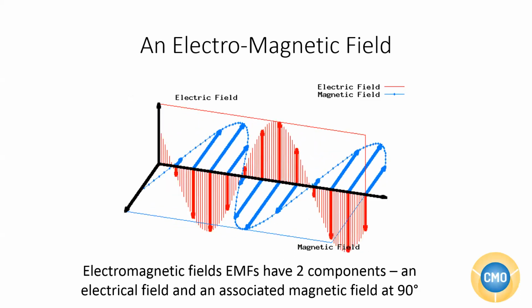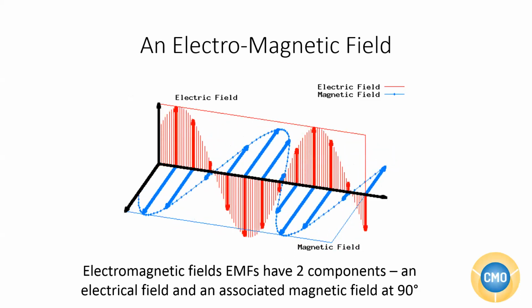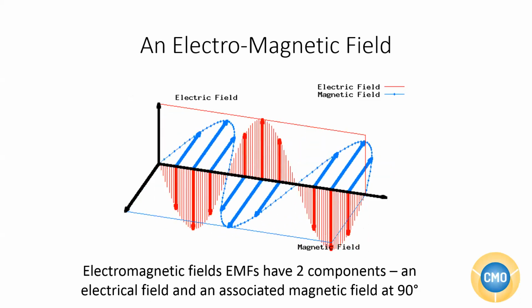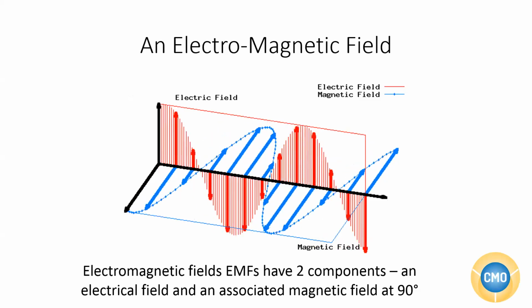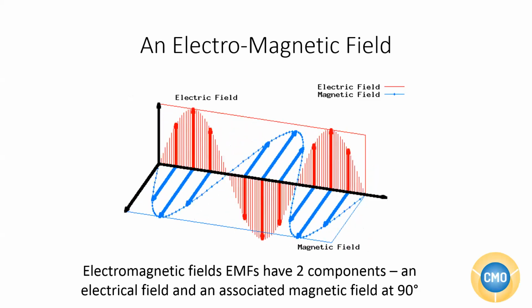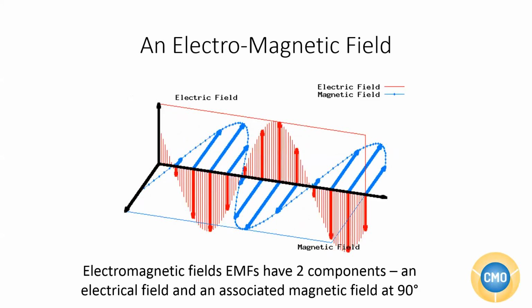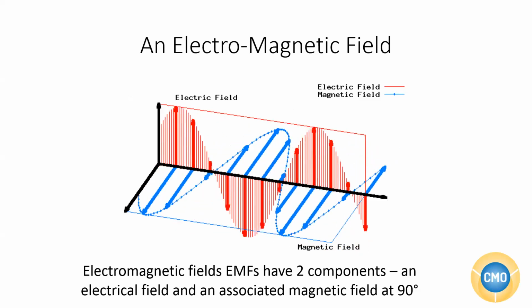So in this animation here, we can see there's an electromagnetic field. It's got two components. There's an electrical field and an associated magnetic field at 90 degrees to it. And you can see them being generated as they go along there.